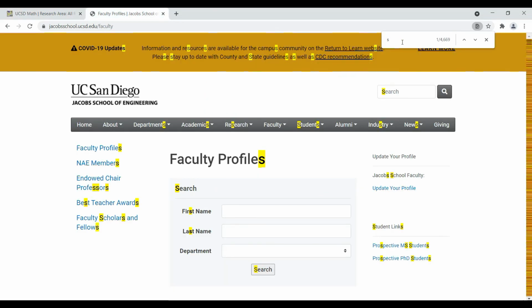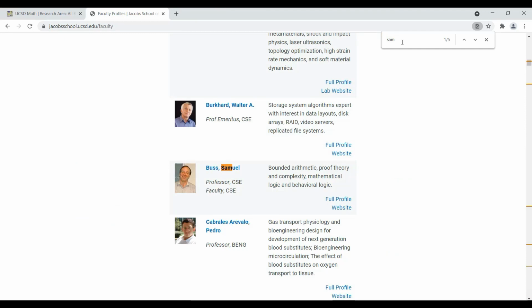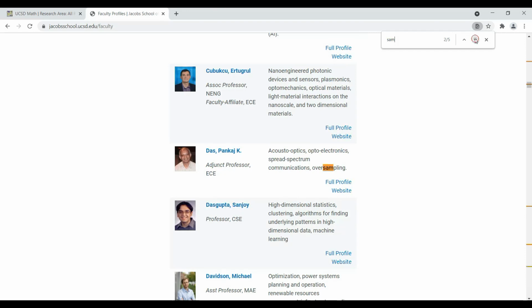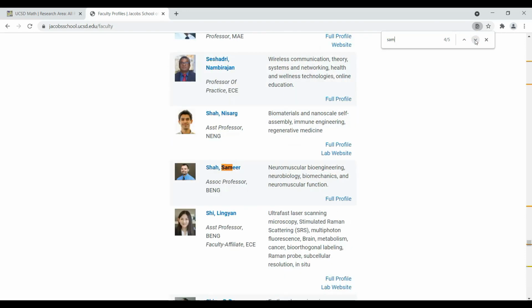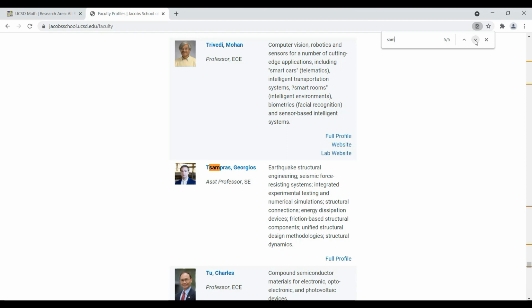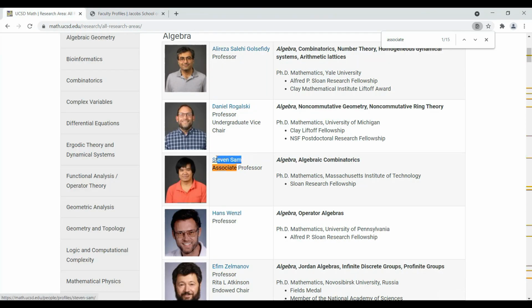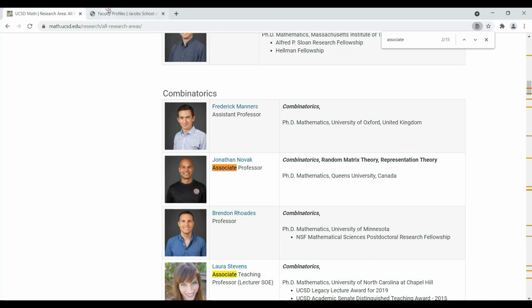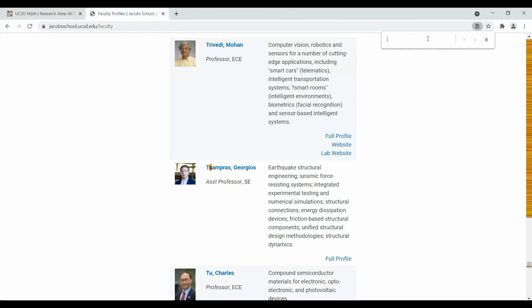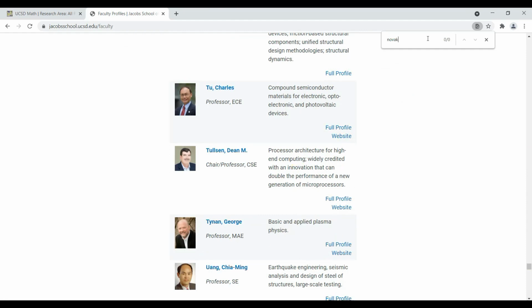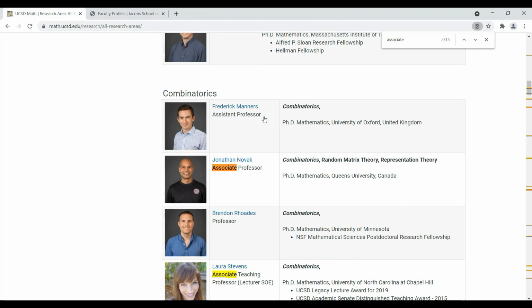Sam. Here we are, Samuel. It's not Steven. This is not, and not this, and this is not. So Sam is not the answer. Steven Sam is not the one who teaches at both departments. So the next one is Jonathan Novak. We will search for it. Novak. There is no one with the name of Novak. So Novak is also not the one.